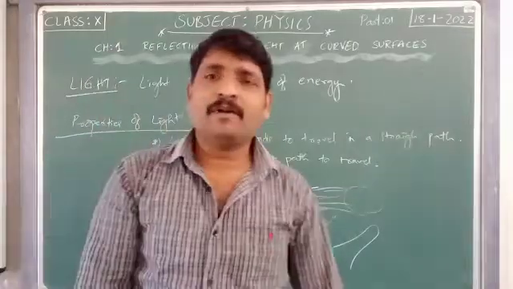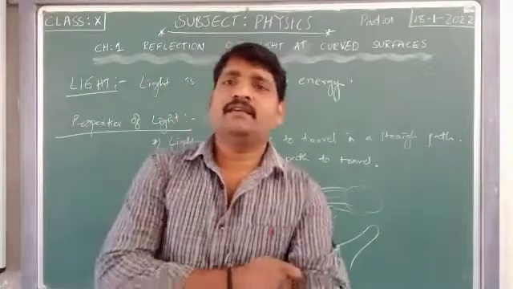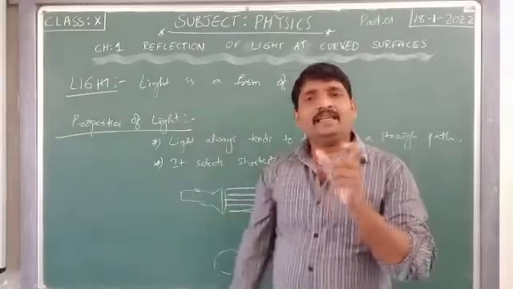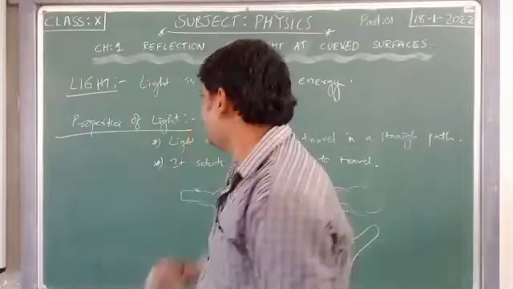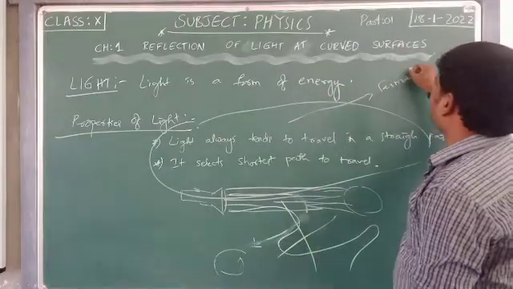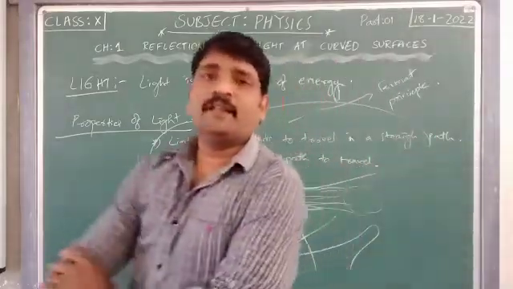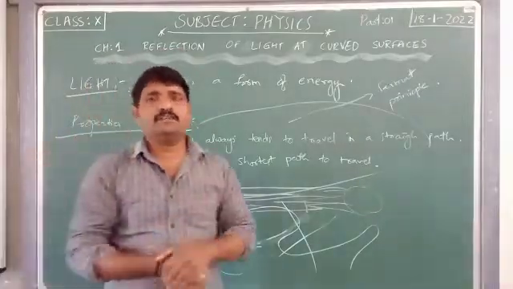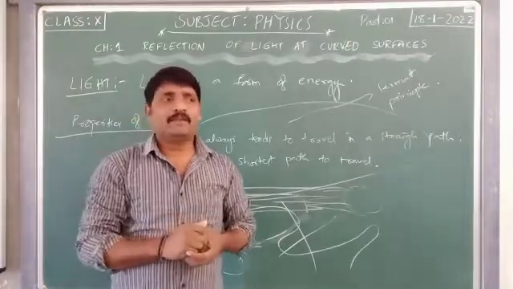That is the main important point we have to keep in mind: light always tends to travel in a straight path. Always. This property, the combination of light being a form of energy and always travelling in a straight path by selecting the shortest path, is given by Fermat's principle. We call this Fermat's principle. Light tends to select the shortest path to travel in a straight path.